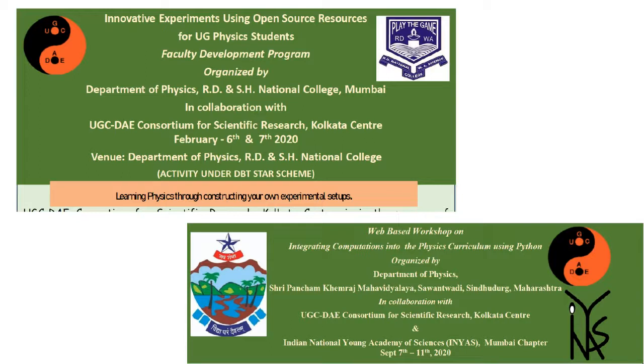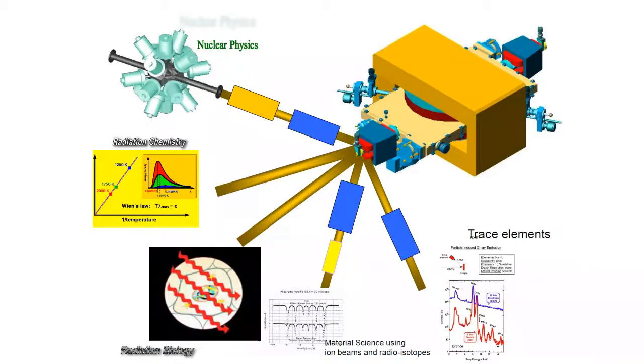And as I said, this is a slide which really sums up what the Kolkata Center does. The Kolkata Center basically looks at radiation as a tool to study nuclear physics, radiation or macromolecular chemistry, radiation biology, radioisotope-based material science studies, and trace element studies. So there is a synergy not only among the instruments that we use, but also the central ethos of the thing. So this would be a slide which I would say is my summary slide.